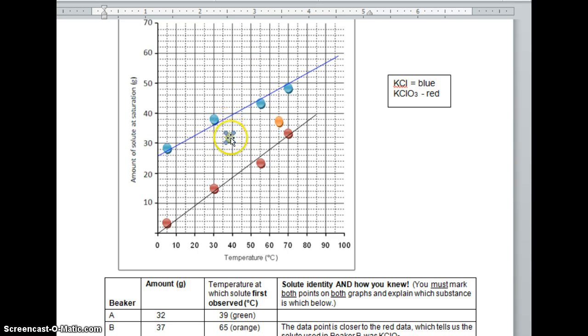And which chemical would you say is in beaker A and why? I would definitely go with KCl because it's closer to the line.